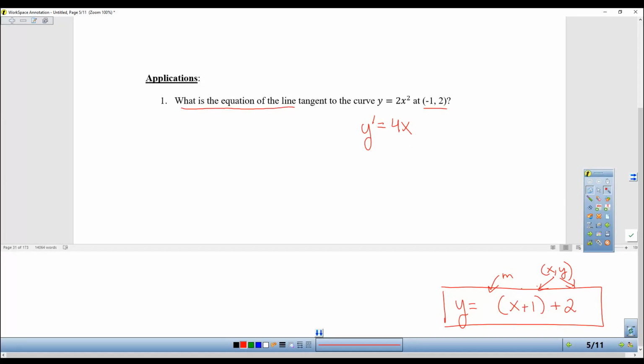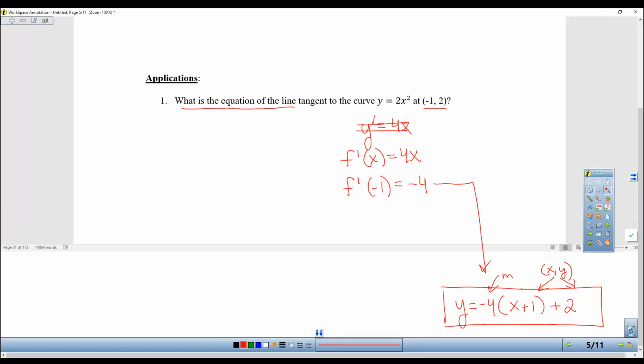Now, here's where the different formats come in. This is not useful to me. This is useful to me. Why? Because now I can say, I want to know the slope where? Where do you want to know the slope? You want to know the slope at -1, 2. Which of those two numbers is important? The x. I want to know the slope when the x is -1, and I get -4. That's the number that's going to go in here.